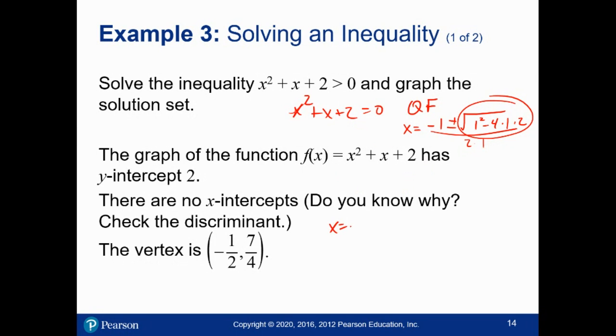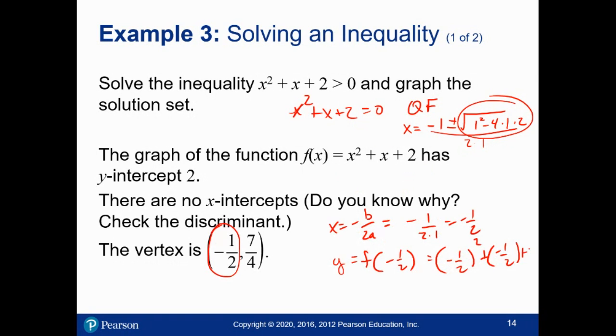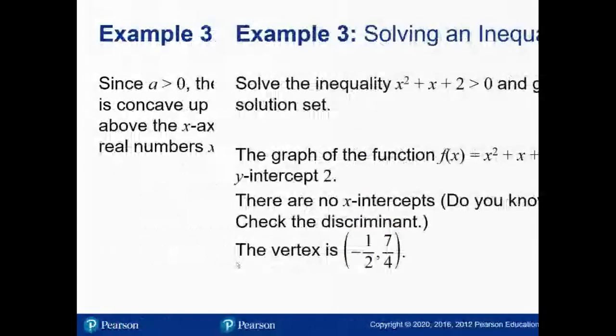It's x equals -b over 2a, which is -1 over 2 times 1, or -1/2. There's the -1/2. And the y-coordinate of the vertex is just f of -1/2. So I would do (-1/2) squared plus -1/2 plus 2, which works out to be 7/4. Because this is something we've done many times by now, we save time by just saying the vertex is at this. You should be able to find it on your own.